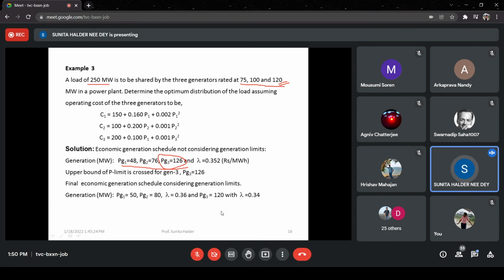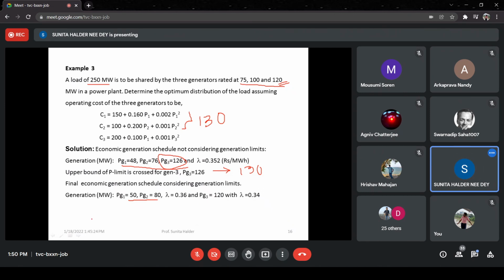When PG3 is 120, the remaining load will be 130. That should be distributed among the remaining generators, that means generators 1 and 2. Using these two cost curves again, we have to distribute the load 130. In this way we proceed. Here you have seen that with the 130 megawatt load distribution, PG1 is 50 and PG2 is 80.